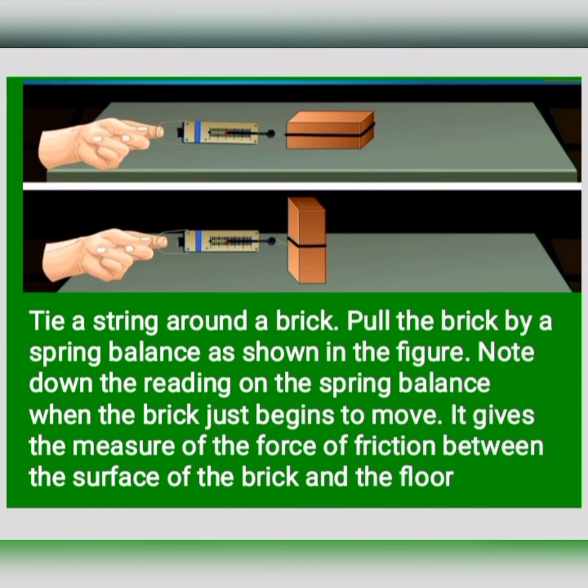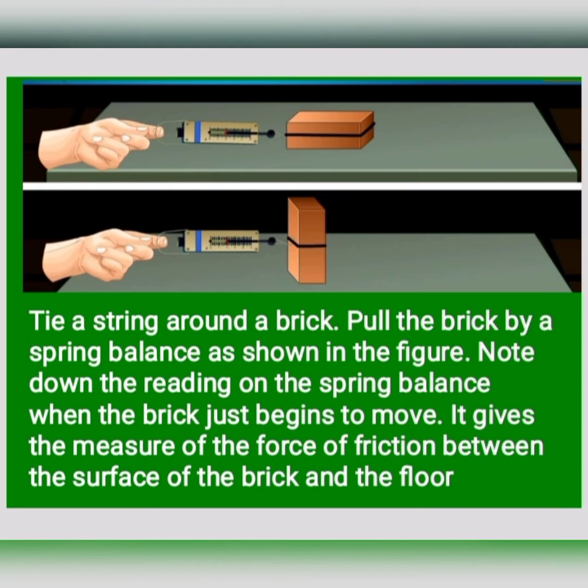Now, let us perform another activity using the spring balance. Tie a string around a brick as shown in the figure, then pull the brick with a spring balance. You need to apply some force. Note down the reading on the spring balance when the brick just begins to move. It gives you a measure of the force of friction between the surface of the brick and the floor. That means the reading shown on the spring balance gives the magnitude of the frictional force.